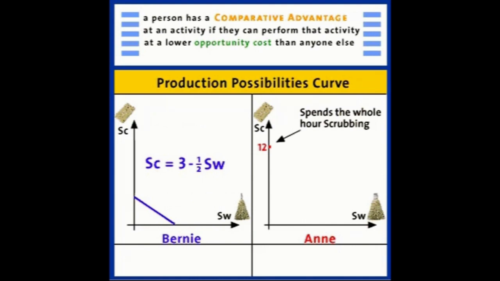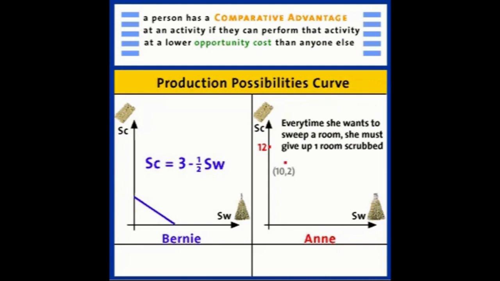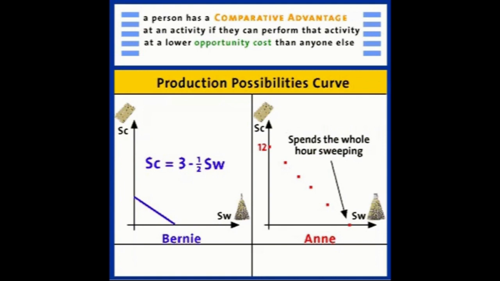Every time Ann decides that she wants to sweep an extra room, she loses a room worth of scrubbing, until finally we get down to this horizontal axis where she's sweeping 12 rooms and scrubbing 0 rooms. Notice we can connect the dots here to find Ann's production possibilities frontier. So let's connect the dots. And just like Bernie, Ann's production possibilities frontier is a straight line. What does that tell you? What does it tell you that Ann has a straight line production possibilities frontier?